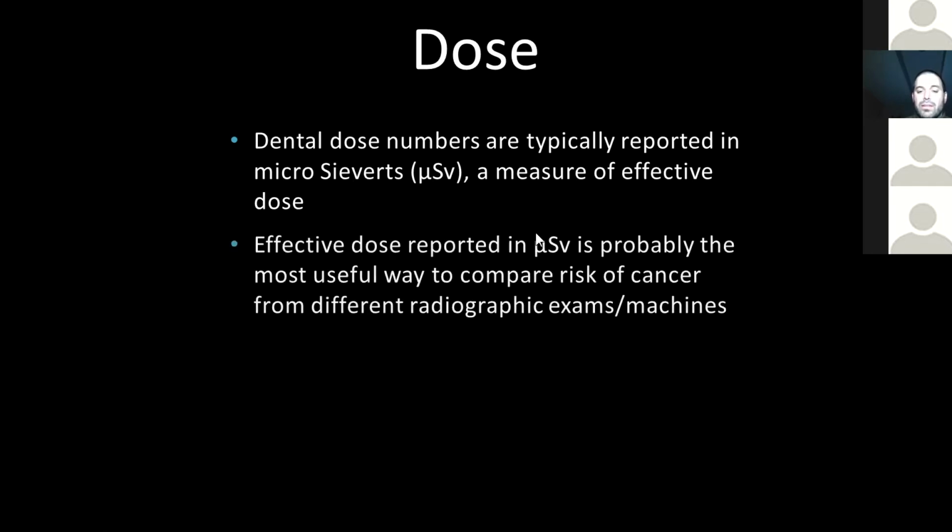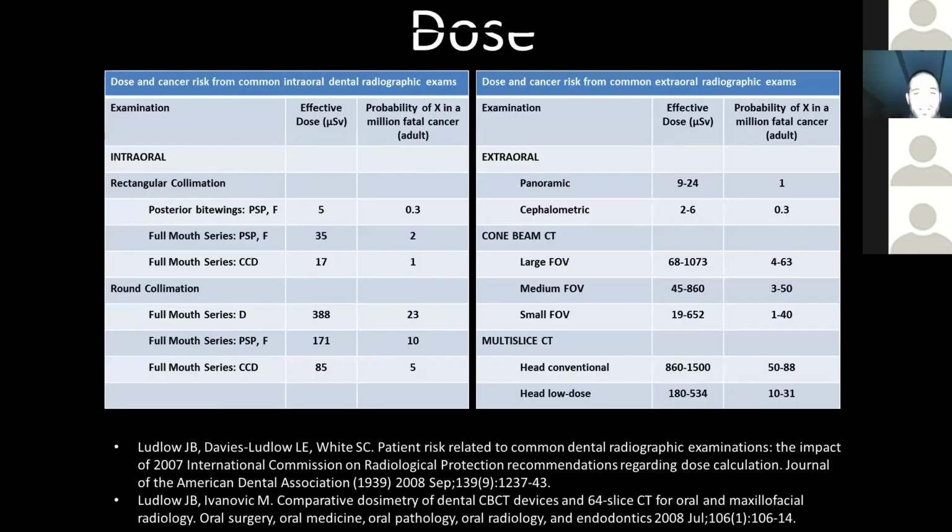And the reason I picked this specific unit is it's probably the most useful way to compare risk of cancer from different X-ray machines and sources of ionizing radiation. So let's look at a table here, and I'll point out the column on the left side, which is some common dental radiographic exams. The middle column is where we'll focus first. This is effective dose in microsieverts.